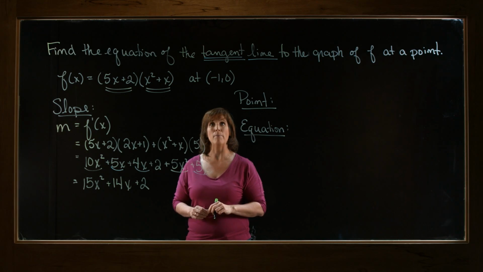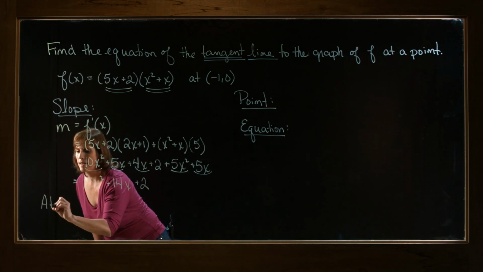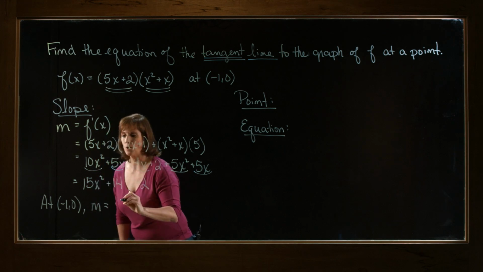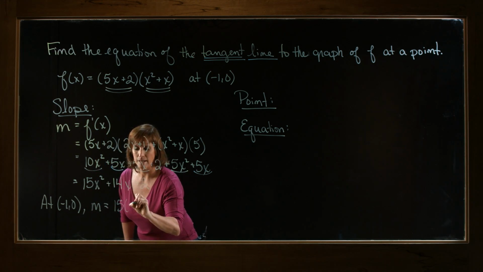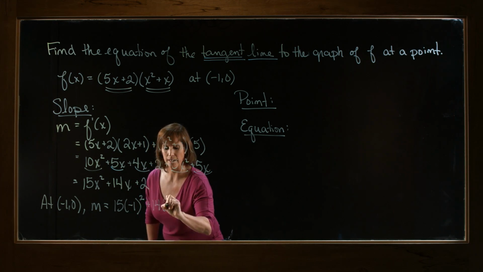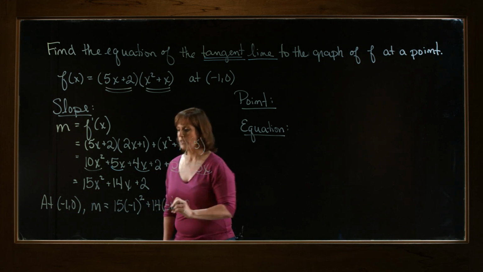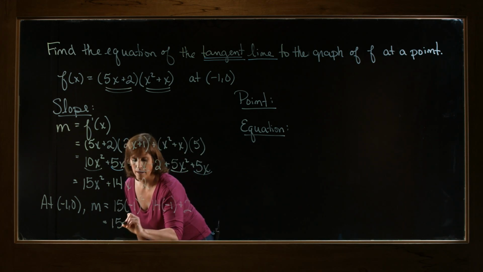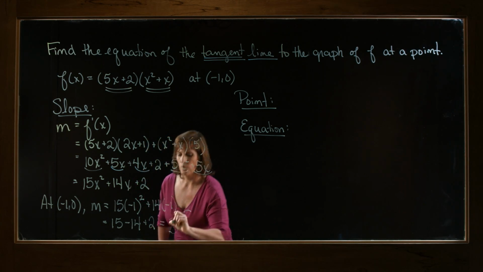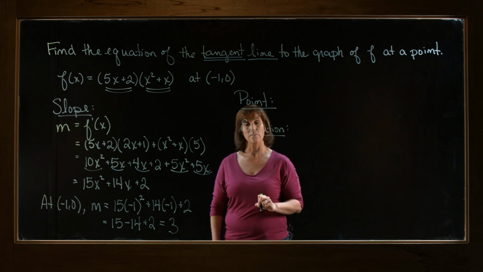I'm interested in what happens at the point -1, 0. So at -1, 0, my slope is going to be 15 times -1 squared plus 14 times -1 plus 2. So I have 15 minus 14 plus 2 for a total of 3. So the slope of my tangent line is 3.